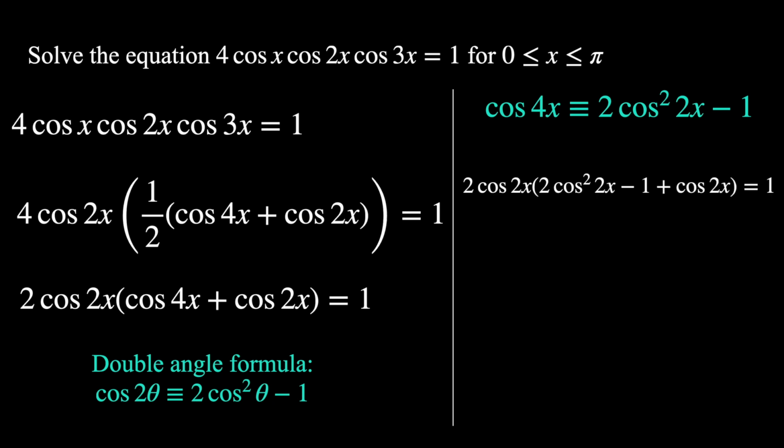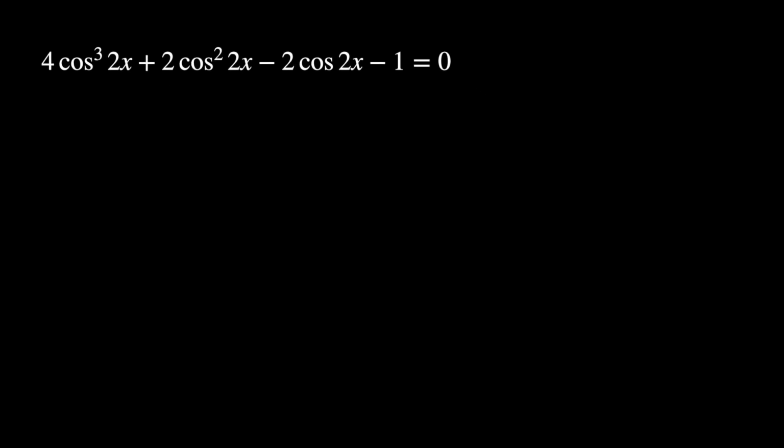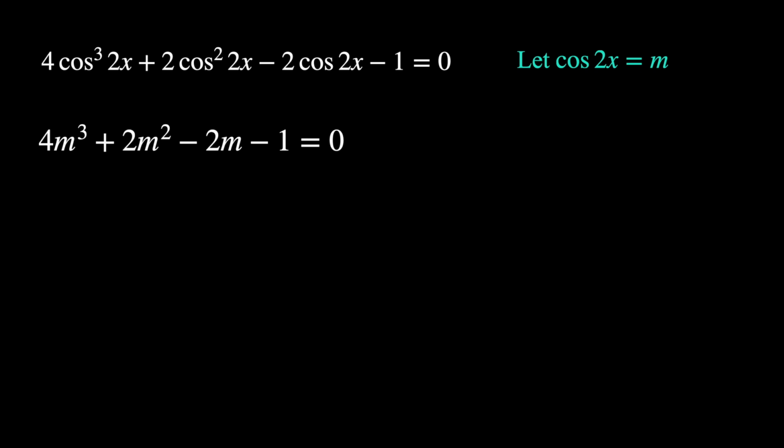Okay, substitute that in and then expand the brackets. So we have everything in terms of cosine of 2x, and this turns out to be a nice cubic equation which we can solve. Okay, so we have this cubic equation here. Let's let cosine of 2x equals m just to make it look a little bit neater. So we have this cubic, 4m cubed plus 2m squared take 2m take 1 equals 0. And now we need a method to factorize this cubic.